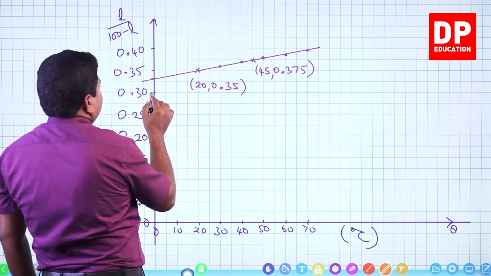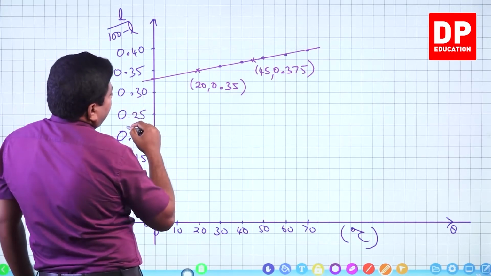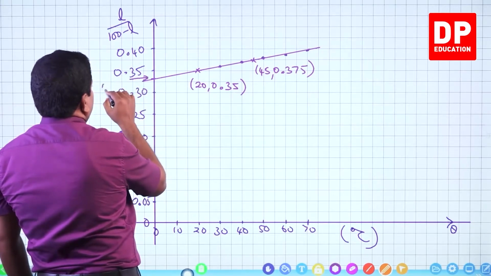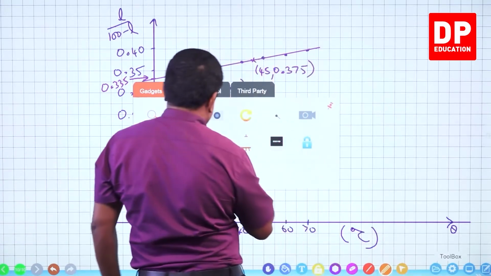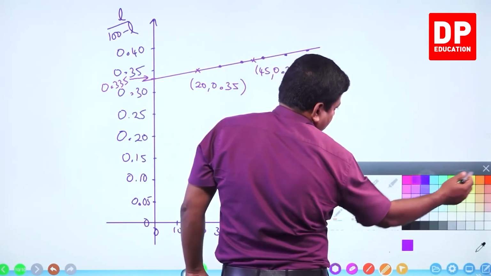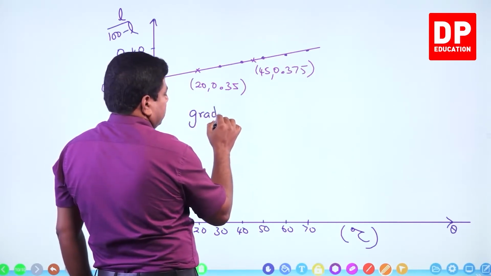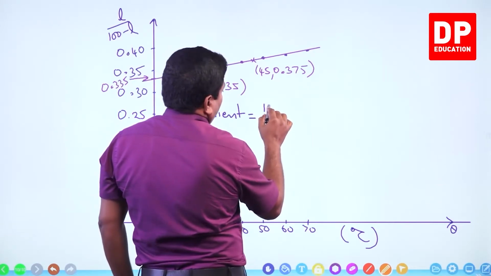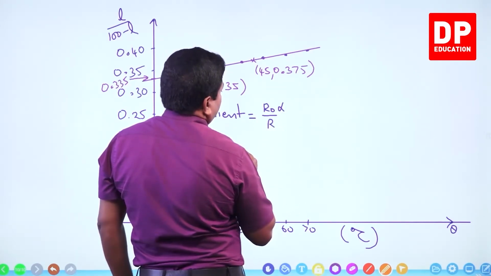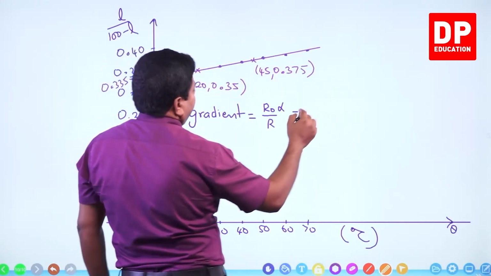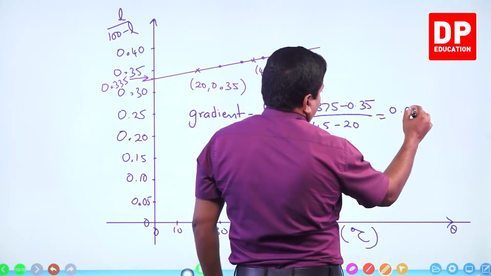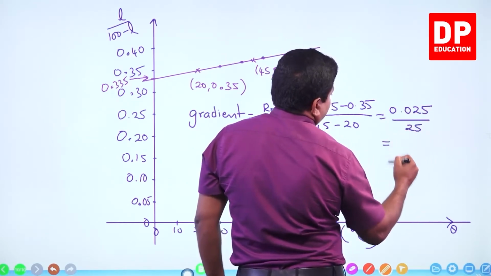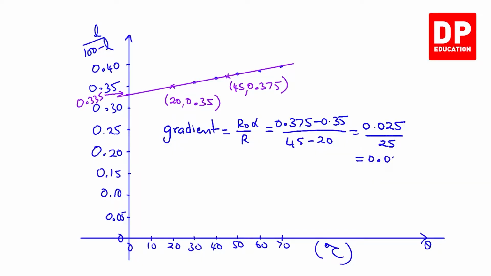Intercept value 0.3325. This is like 1/3 of that, another 25. So, it's approximately 0.335. Now, let's say the gradient is R naught alpha over R equals 0.375 minus 0.35 over 45 minus 20. So, you get 0.025 over 25. Nice points we get. 0.001.